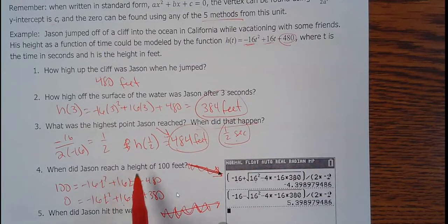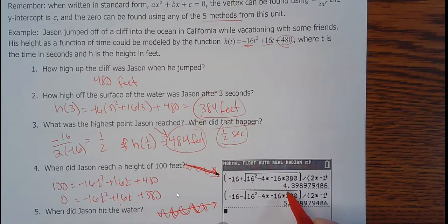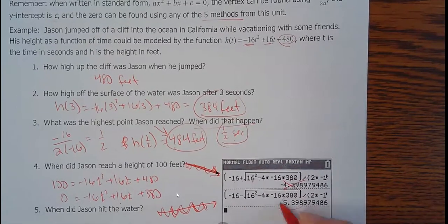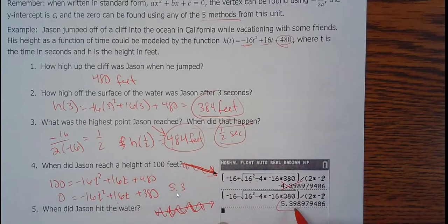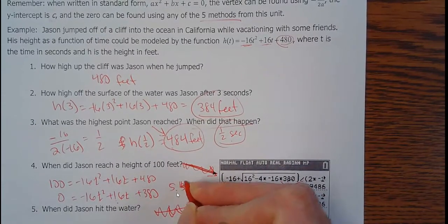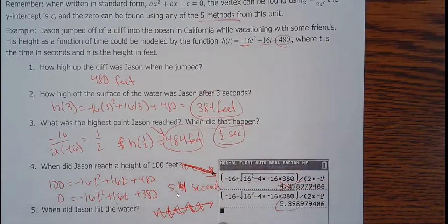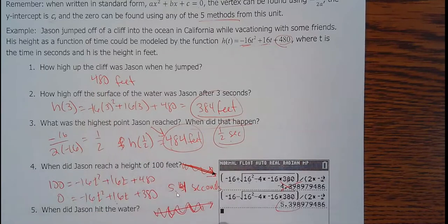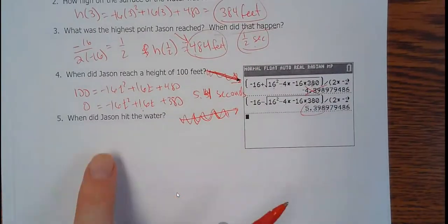Now, he did not reach 100 feet at negative 4 seconds, because that'd be going back in time. So 4 seconds before he jumped, that's not what happened. So that one's out. This is the real one. So 5.3, in fact, we'd just say 5.4. That'd probably round to 5.4 seconds. So he jumped, and after about 5.4 seconds, he's 100 feet off the ground. Remember, he was 480 feet off the ground to start with, so that's why he was in the air for so long. He may not survive this jump, I'm not sure.